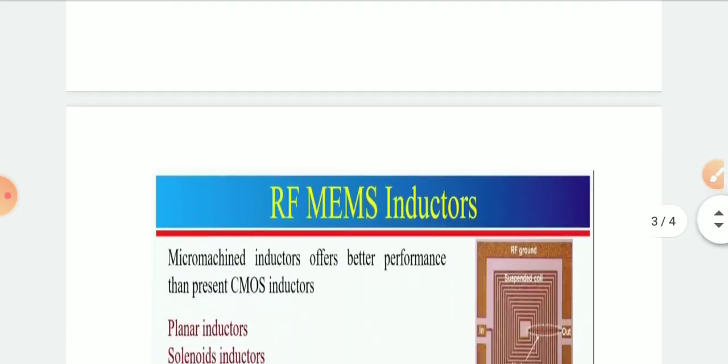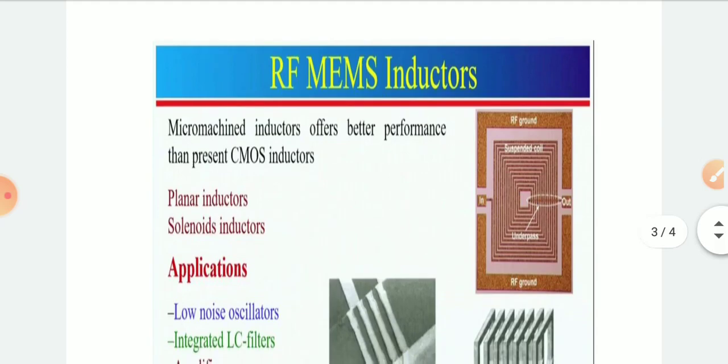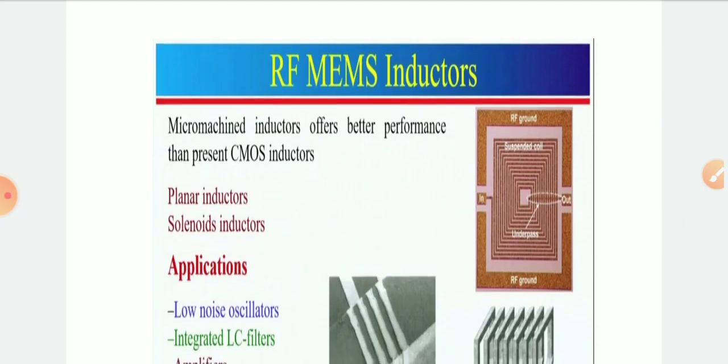And the second one I am going to explain is RF MEMS inductors. RF MEMS micromachined inductors offer better performance than present CMOS inductors. Generally they are divided into two categories: planar inductors and solenoid inductors. The most important properties of RF inductors are the inductance value, quality factor and self resonance. Among these, quality factor is the most critical parameter. RF MEMS based inductors are the solution to that.